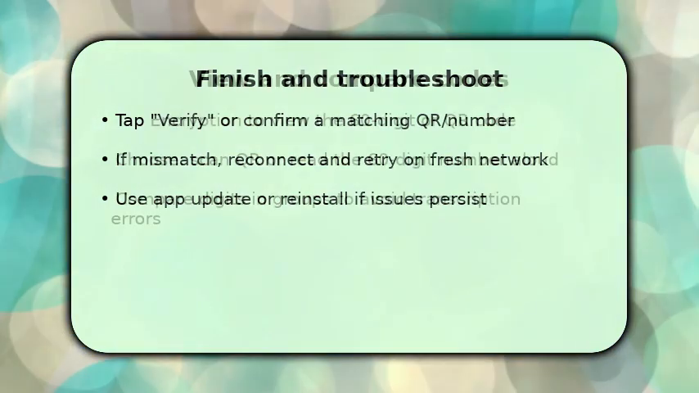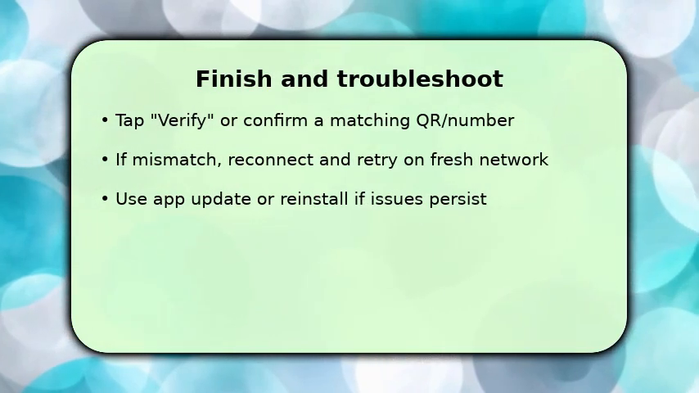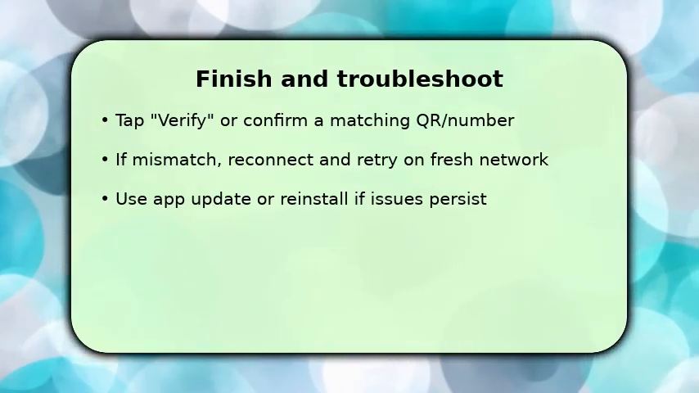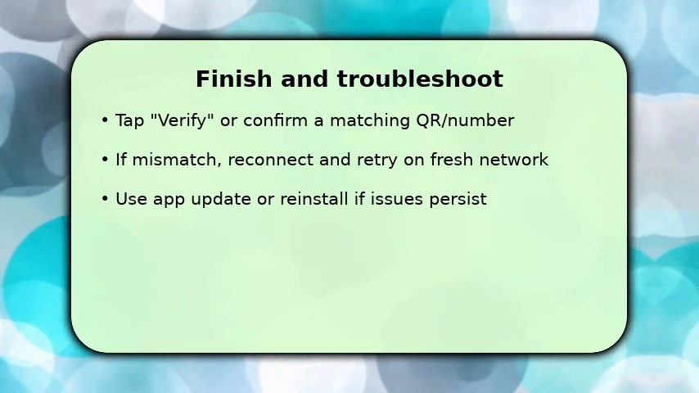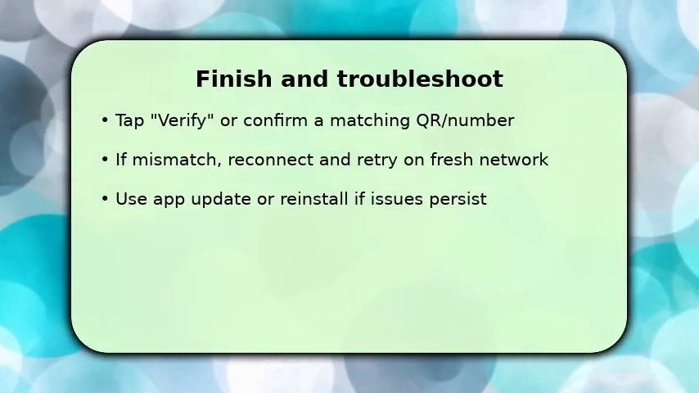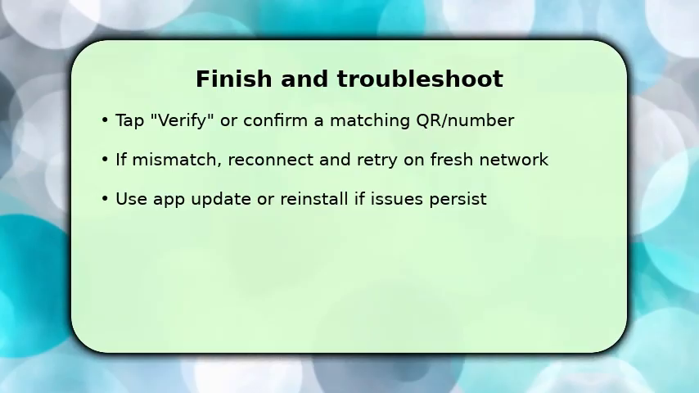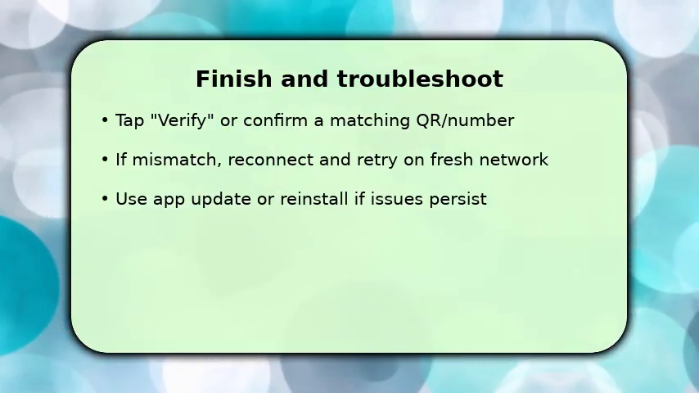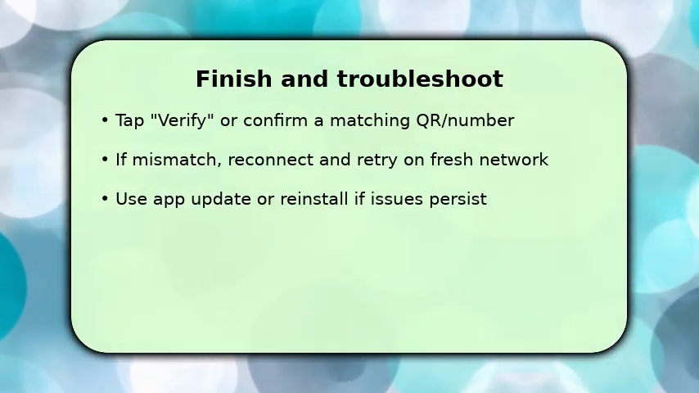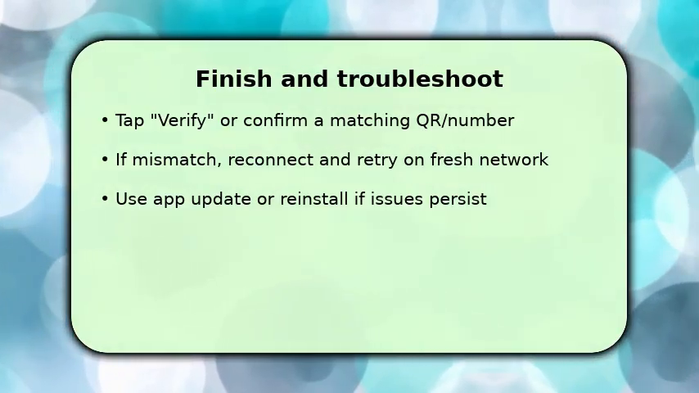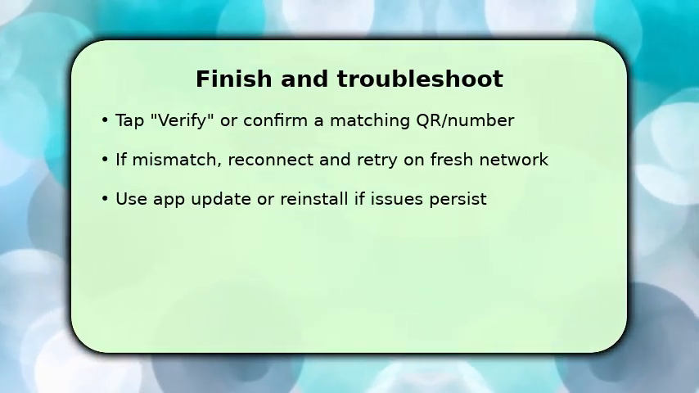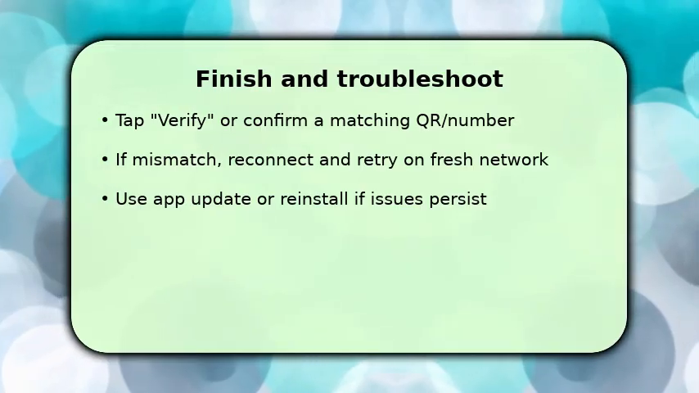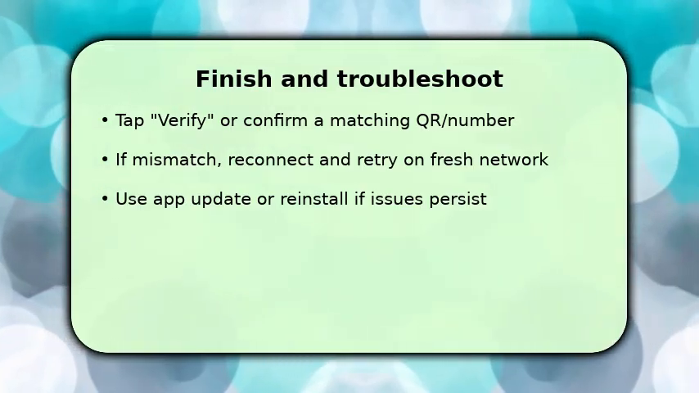After confirming a match, tap Verify or simply note the confirmation in the encryption section so both sides know the check is complete. If codes do not match, stop messaging sensitive info, reconnect both phones to the internet, and repeat the scan. Make sure both are using the latest WhatsApp version, and if problems persist, force close and reopen the app or reinstall. This troubleshooting usually resolves sync issues and restores matching security code.